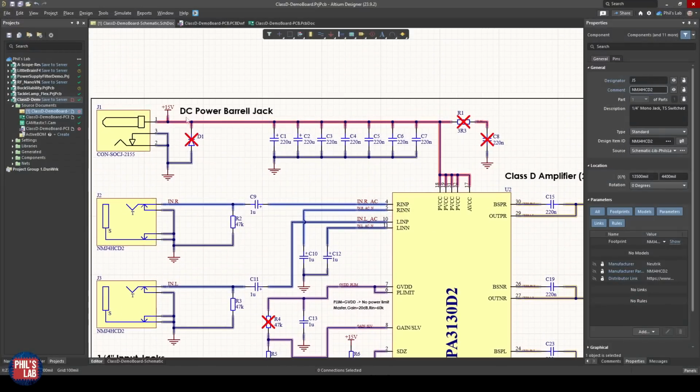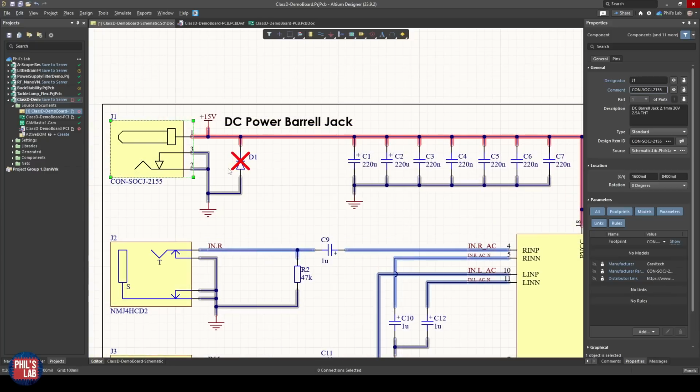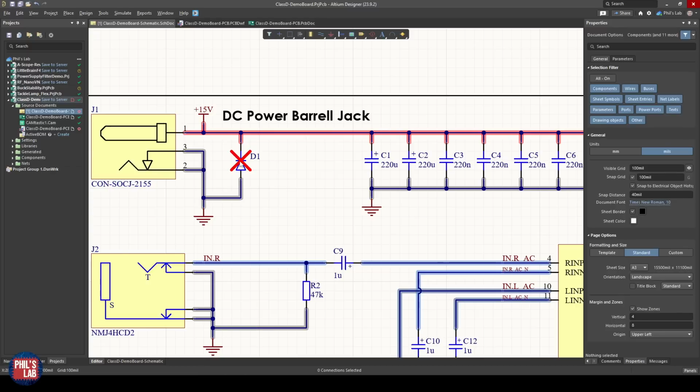Starting with the power section, again we start from the DC barrel jack, which provides nominally 15 volts from, for example, an AC-DC wall wart. We have optionally a TVS diode. We could of course add in reverse polarity protection. Keep in mind this is a demonstration board, so very, very simple, very bare bones. Anytime you see a red cross, this is a do not place part, and this is by default not fitted.